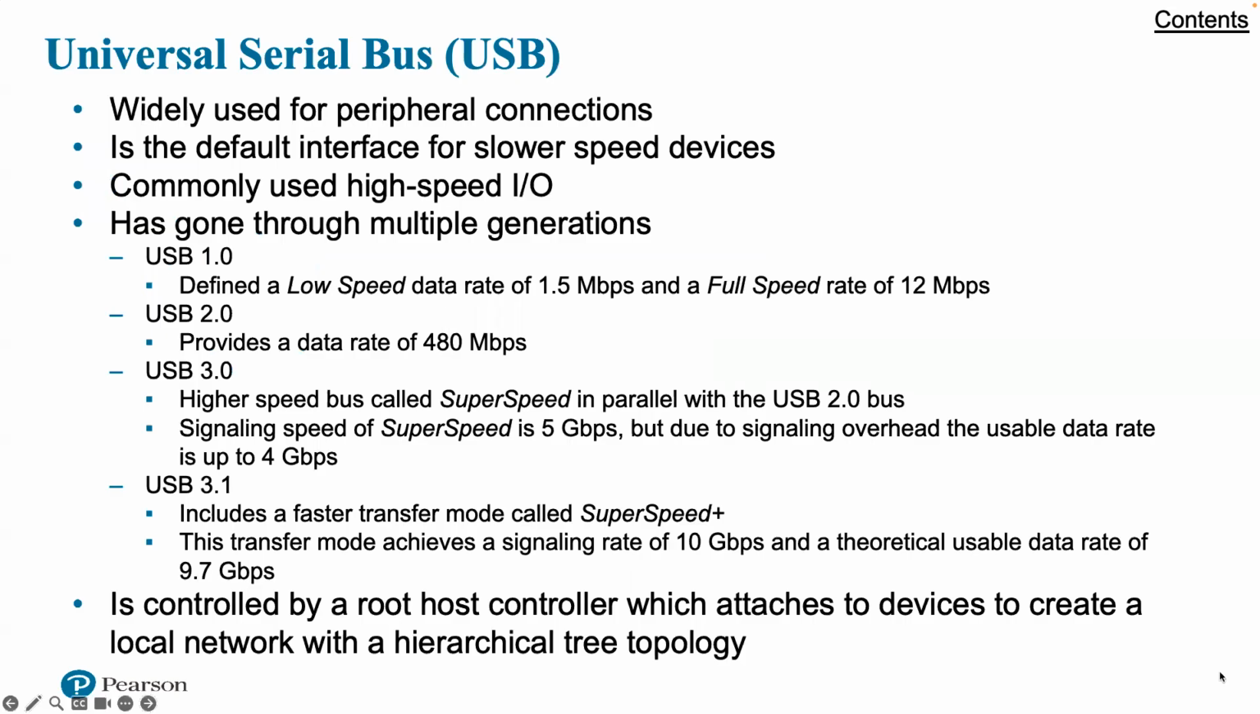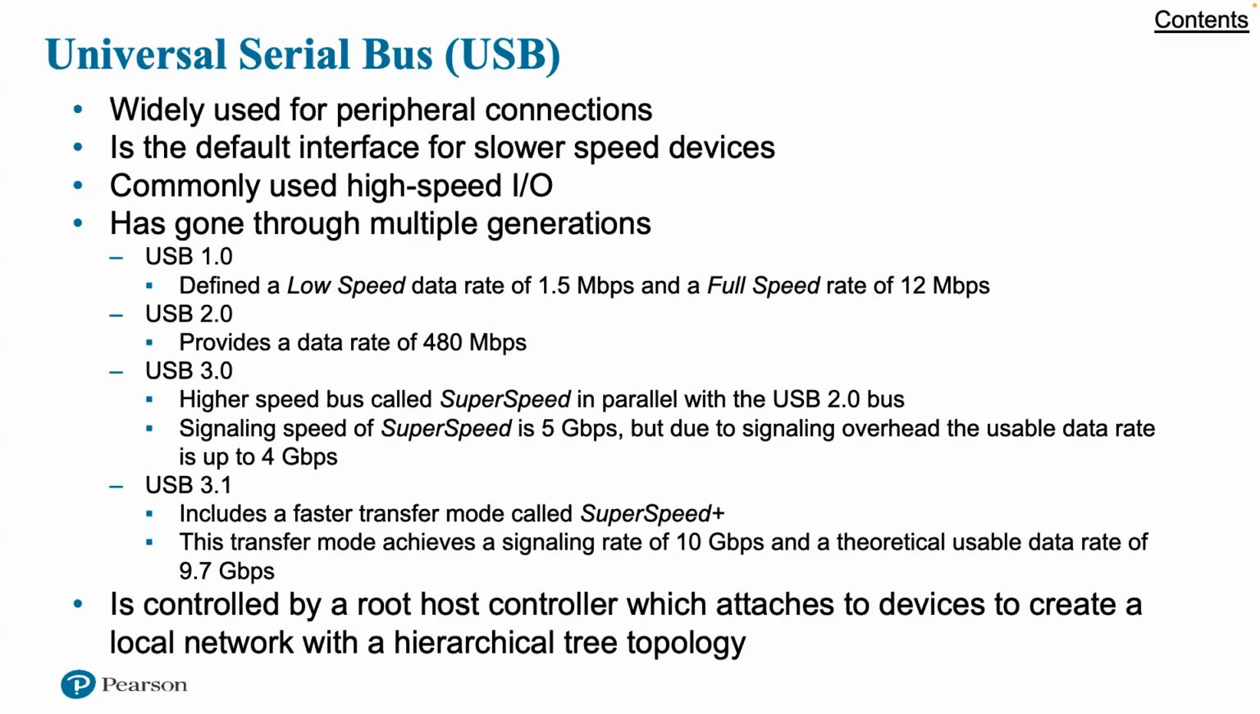So something that I believe everyone is familiar with is Universal Serial Bus, USB. It's widely used for peripheral connections. It is a default interface for slower speed devices, such as keyboards and pointing devices, but it also is commonly used for high-speed I/O, including printers, disk drives, and network adapters. USB has gone through multiple generations.